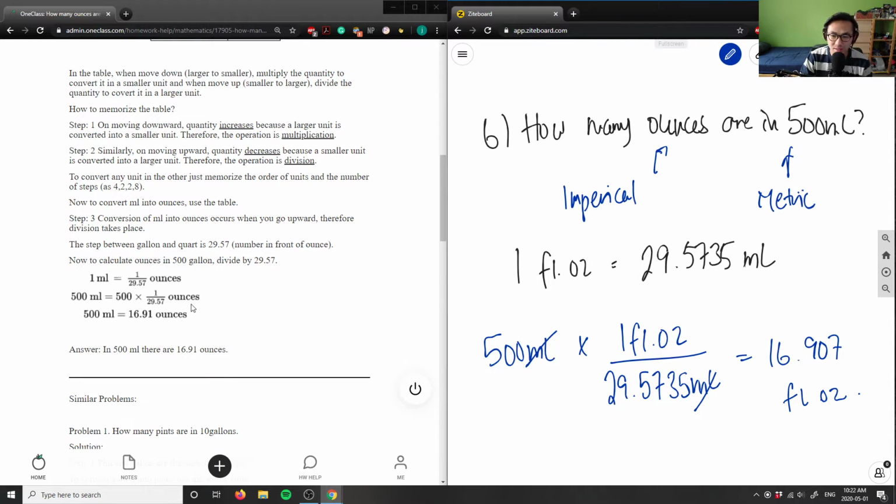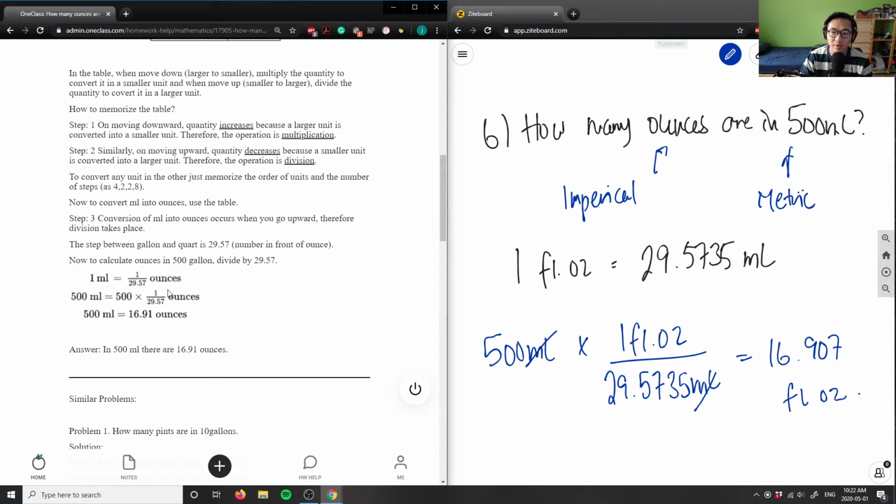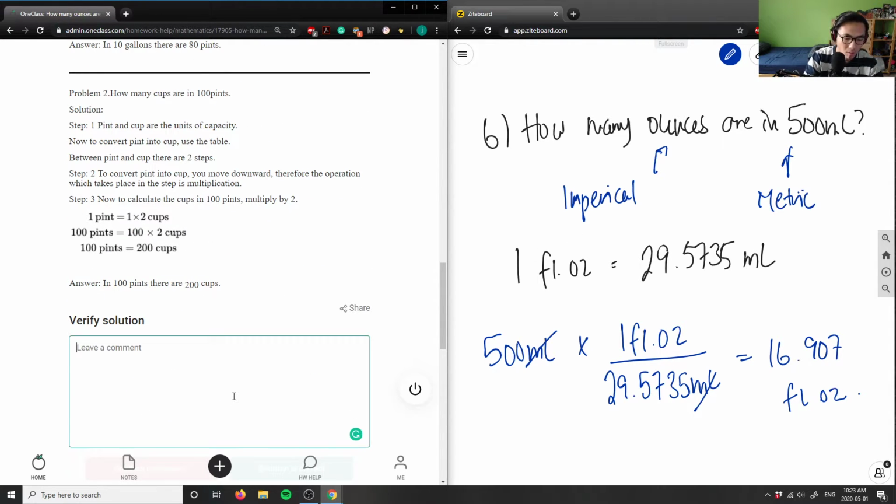As you can see, they did the exact same thing. 1 milliliter equals 1 divided by 29.5735, which is what I did here. 500 milliliters times 1 fluid ounce is 29.5735. So therefore, 500 times 1 over 29.5735 would give me 16.901 or 16.91 fluid ounces here. So the solution here is correct.